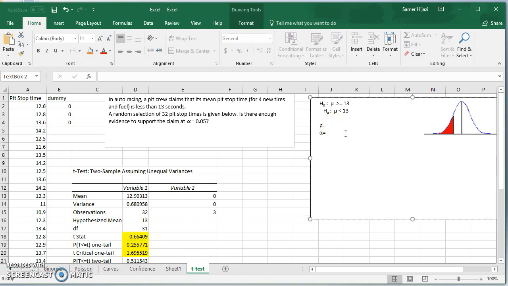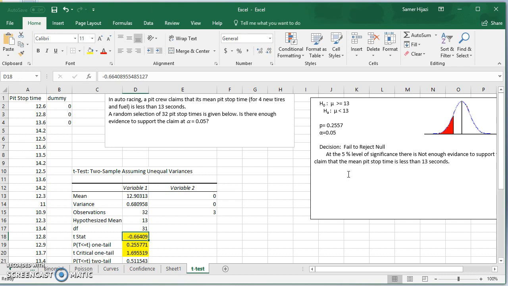So if we enter the value here, p would be 0.2557. Alpha is 0.05. Definitely, the decision would be fail to reject, which means at the 5% level of significance, there is not enough evidence to support the claim that the mean pit stop time is less than 13 seconds.